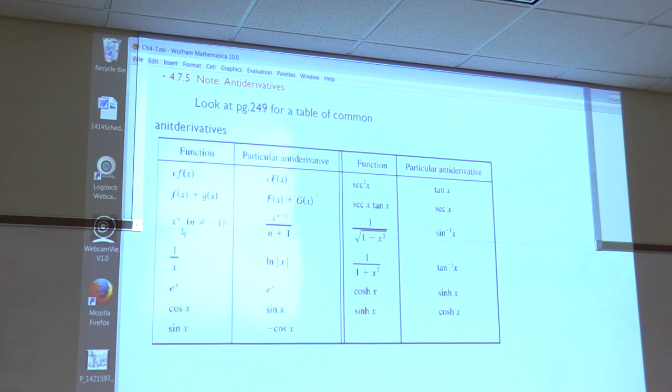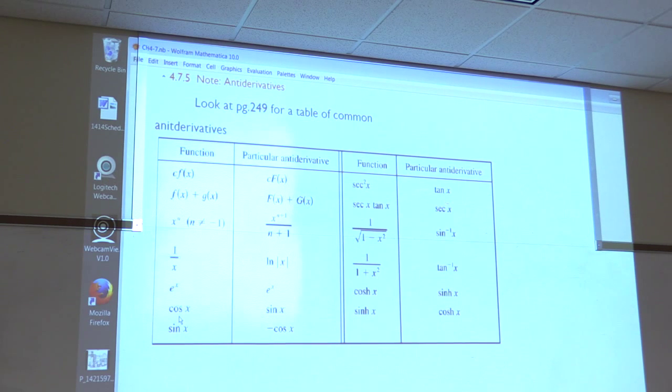Okay, this one we're going to talk about a little bit more here in a second, and this one we're going to talk about in a second. But how about this? e to the x, what's the antiderivative of e to the x? Itself, right? Because the derivative of e to the x is itself.